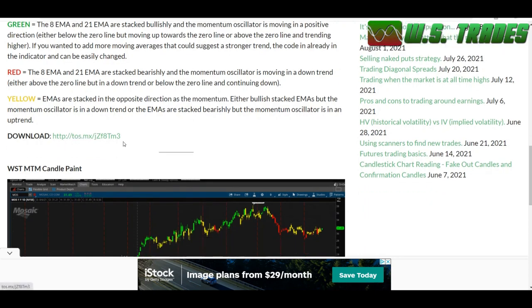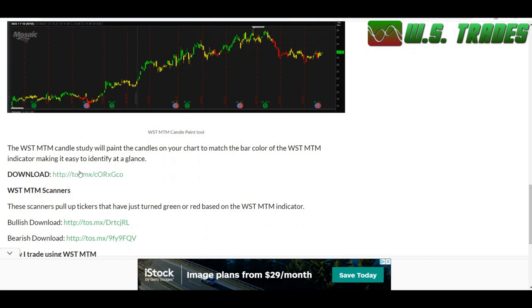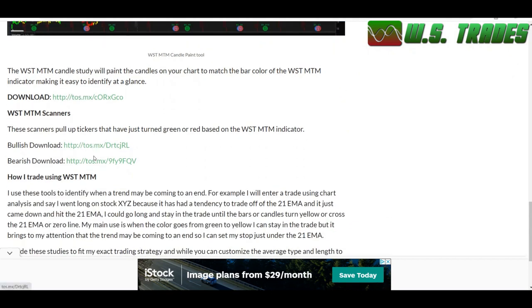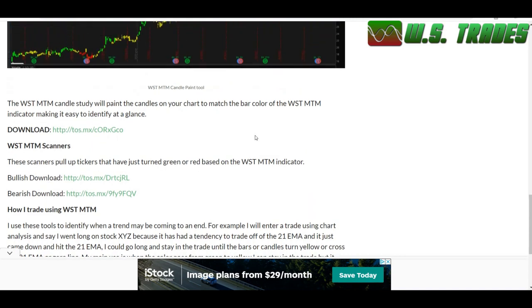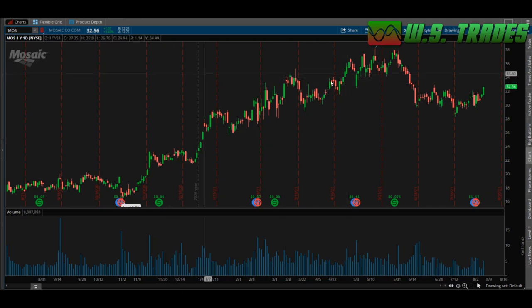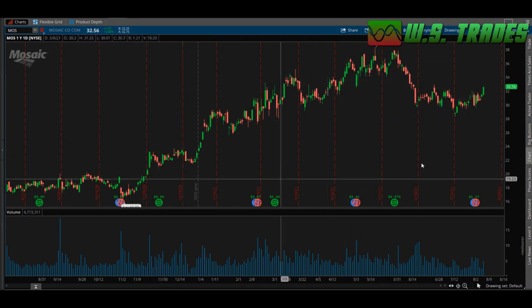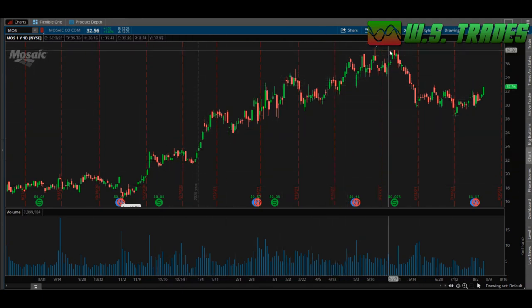So all the downloads are here. This is for the lower indicator. Here's the paint study, and then the two scanners. So I'm actually going to go over to ThinkorSwim right now and show you how to set this thing up. So we are on ThinkorSwim, and I don't have any indicators on this page. There's nothing set up, no studies.